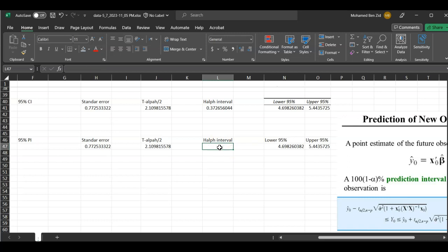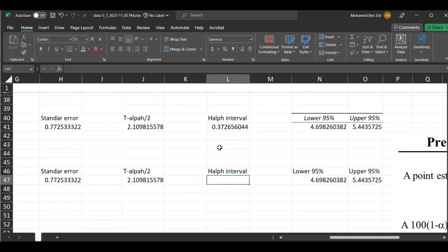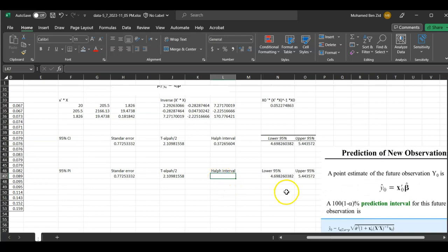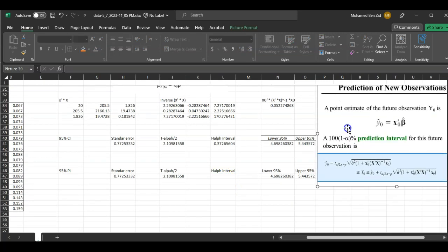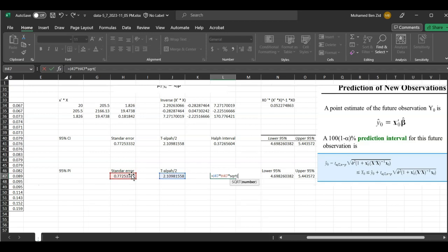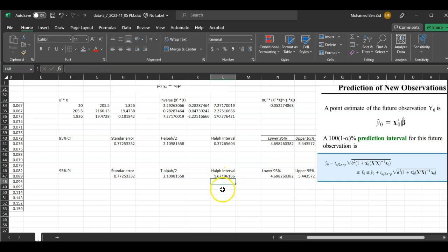So we're going to delete it, and I'm going to start it from scratch. I could have copied this, but anyway, let's start it again. It will be a review. So the formula here is going to be: we start with the equal sign. We multiply the t value by the standard error value, and then we multiply by the square root, SQRT, open the parentheses. We're going to put 1 plus the value over here, and then close the parentheses, and that's all. So this is going to be your half interval.